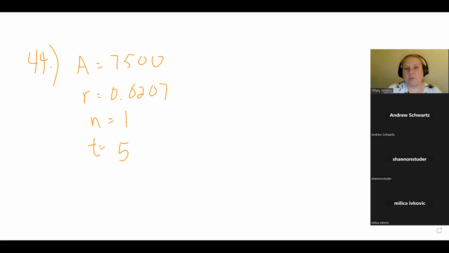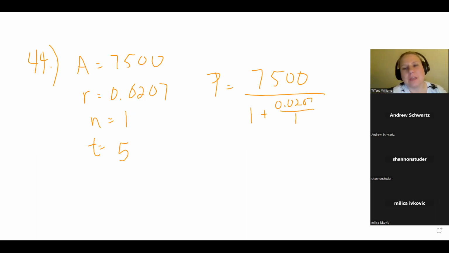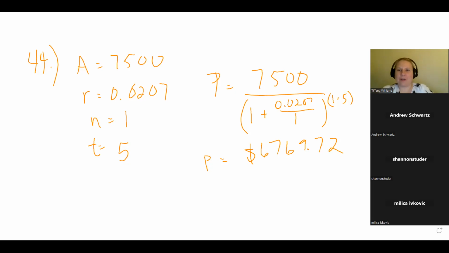So here we're using that formula that we just looked at. P equals 7,500 over 1 plus R, 0.0207, divided by N, raised to the N times T. If we punch this in and work it out, that $7,500 item in 2012, 5 years prior, so in 2007, cost $6,769.72.